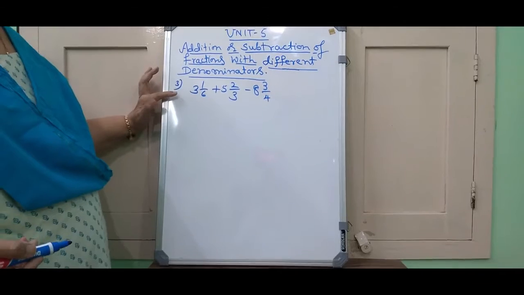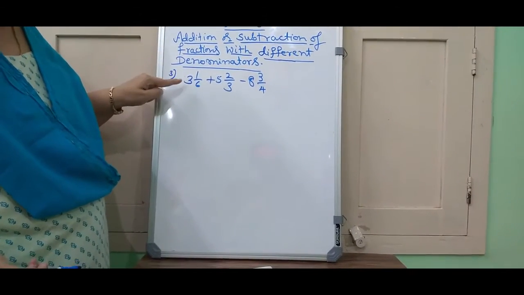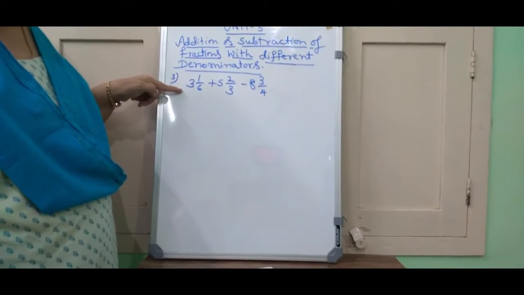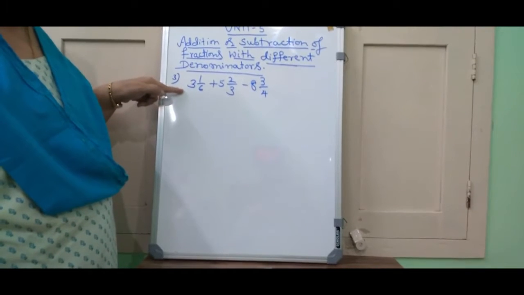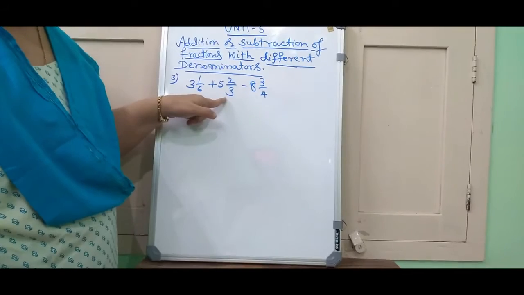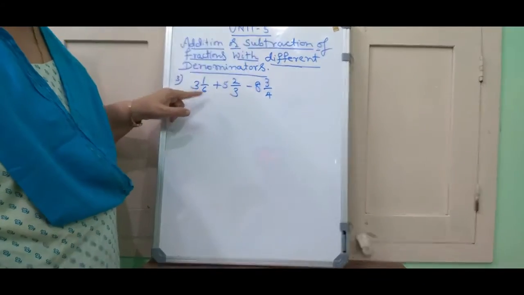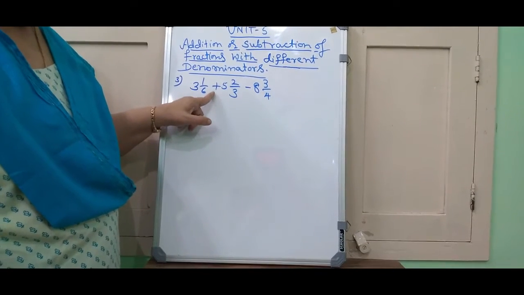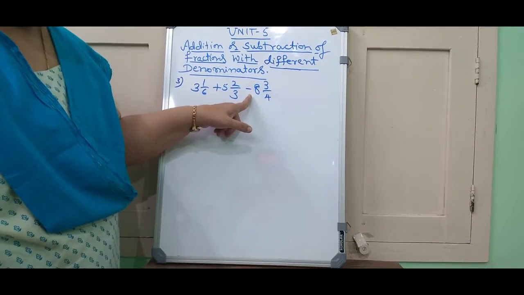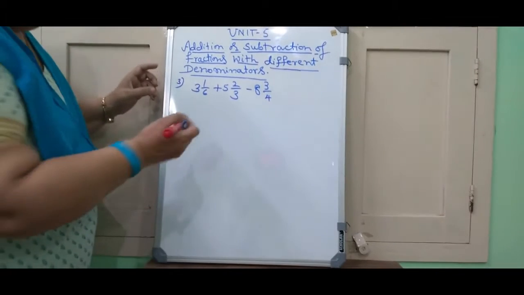Now, how to work out this: you see here 3 1 by 6 is a mixed fraction. In the previous units, I have told you how to recognize the types of fractions. 3 1 by 6 is a mixed fraction. Again, 5 2 by 3 is a mixed fraction. 8 3 by 4 is a mixed fraction. And in between, you observe a positive sign, plus, and a negative sign, minus. So we should be careful about these things.